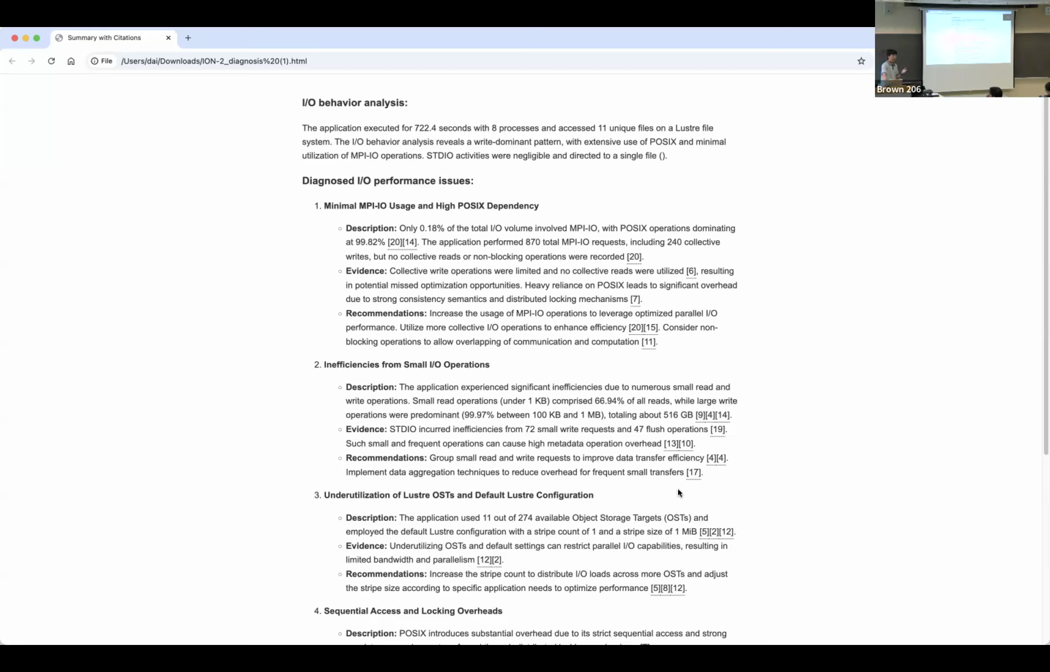Or if I use POSIX I/O, what should be the correct, let's say, aggregators? What should be the correct size of the file so that I can take advantage of the full bandwidth? These are not something GPT can do. This is something I believe similar technology can help with in the future. Like I said, it's the beginning, we're trying to push this forward in the future.